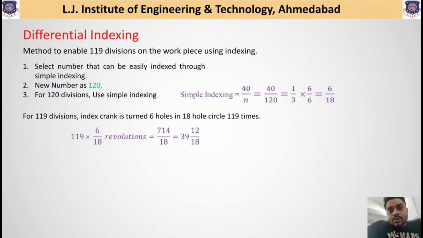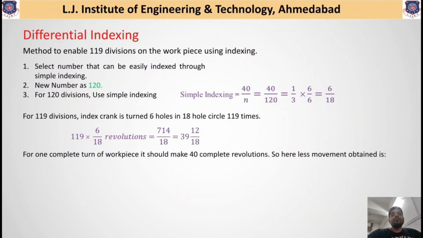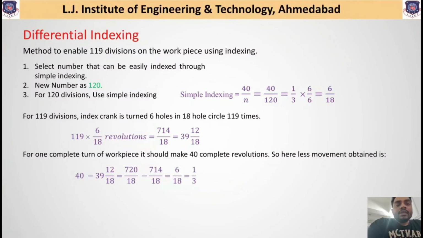And as we know, for one complete turn of the workpiece, the crank pin should make 40 complete revolutions. That means for one complete revolution of the workpiece, the crank pin needs to be provided 40 complete revolutions. But over here, we are obtaining some less movement, which you can see from here. So what is the less movement that is obtained? That is nothing but the difference between the exact complete revolution, that is 40, minus the revolution obtained, and that will give you the answer as 6 divided by 18. So this 6 divided by 18 is the less movement obtained.